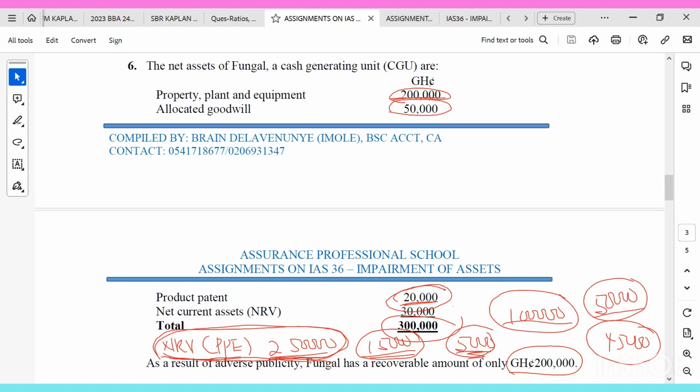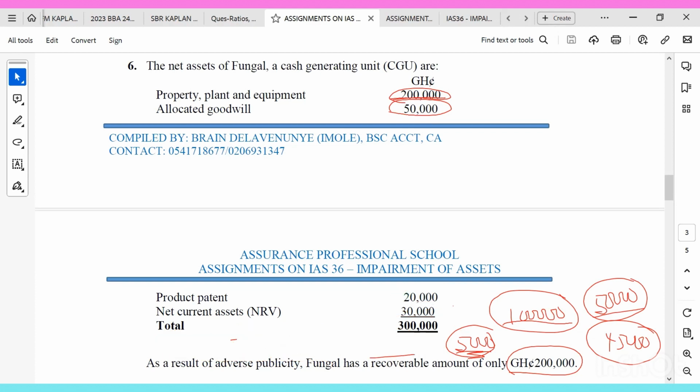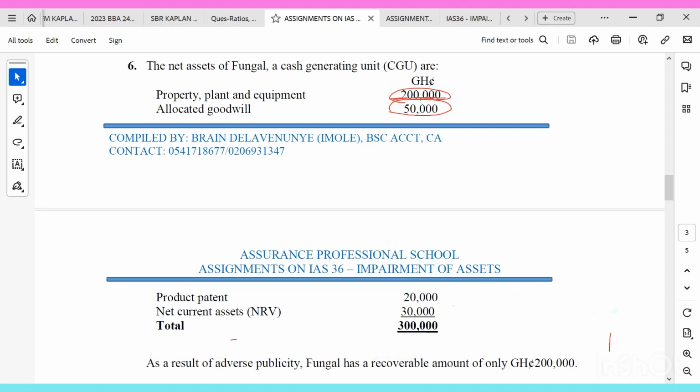So they can give you these things. You have to know if the value is higher, it means that this particular asset has not impaired. You won't allocate the goodwill to them. So it means that the PPE is likely to be impaired, the patent is also likely to be impaired, then we just share this one to them. So the impairment loss is 100,000.